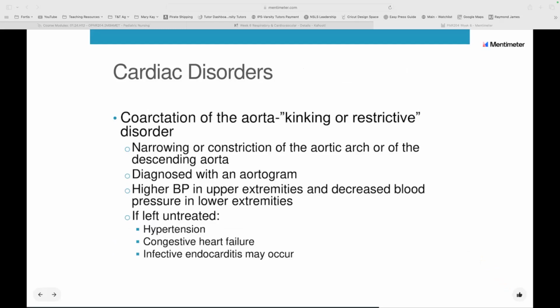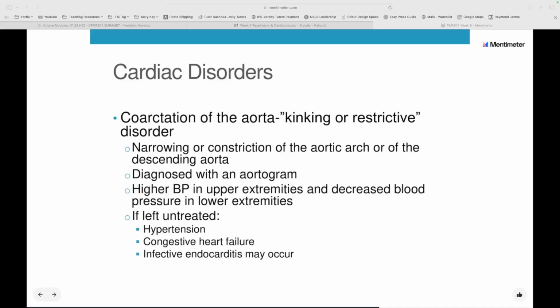We can diagnose this with an aortogram, and that's going to show us that narrowing in the aorta that we're looking for. One of the telltale signs of this is having high blood pressures in our upper extremities and low blood pressures in our lower extremities. So if you did 4-point blood pressures, you would see a difference between your upper and lower extremities because we've got that kink there, so the blood's not making it to our lower extremities.